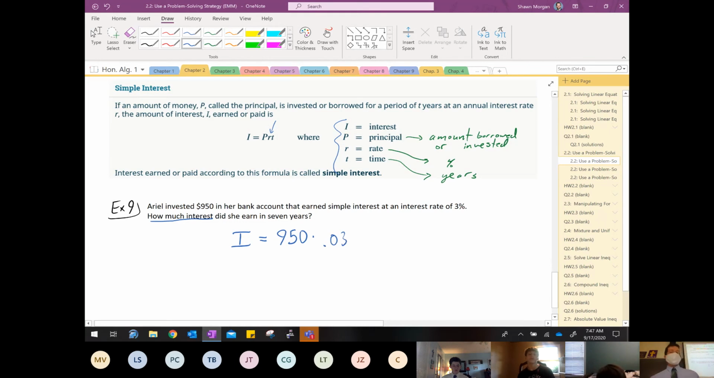And then last but not least, what do I plug in? 7. Plug in a 7. Very good. So 7 years. And again, it's nice to have a calculator when you guys are running these decimal numbers. So $950 times 0.03 times 7 equals 199.5. That's actually not approximately, that's equal to. So $199.50.